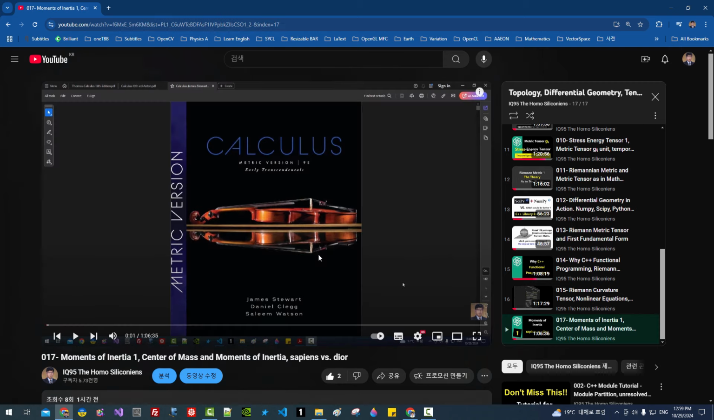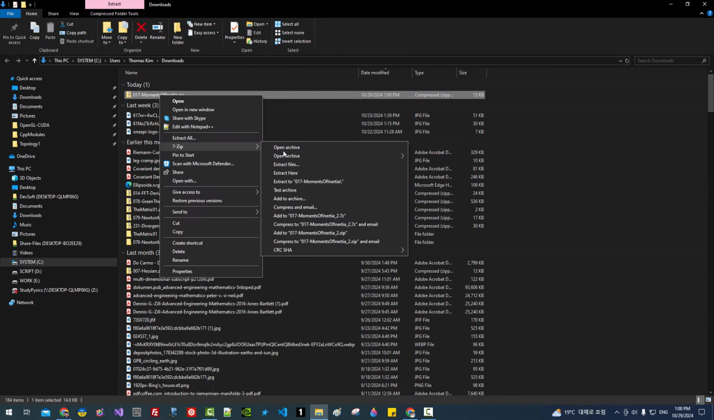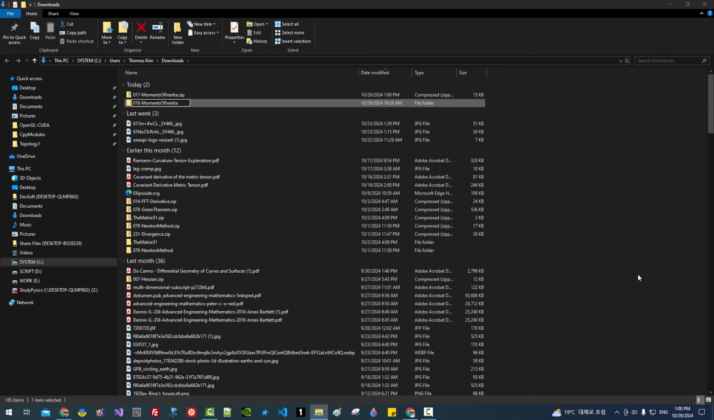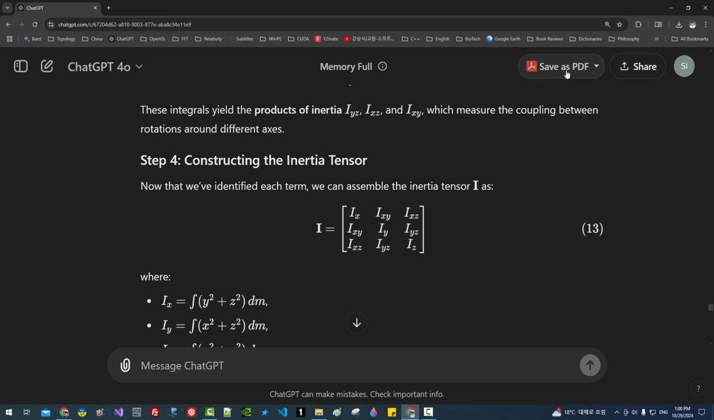From this video, show more, download current video source code, show in folder, unzip it, rename it 018 Inertia Tensor, copy, and paste it in your working directory. Now I will save.